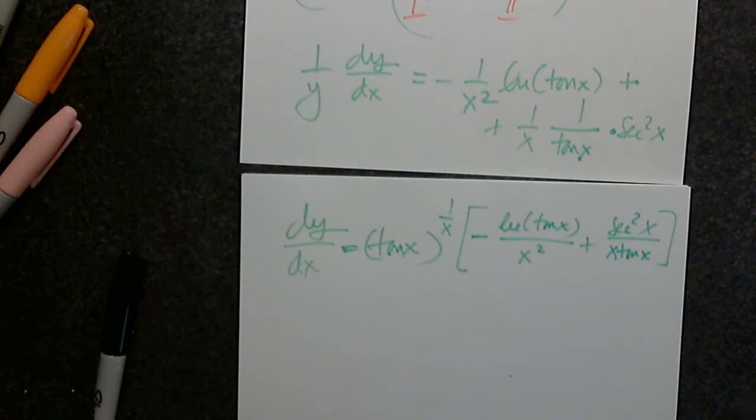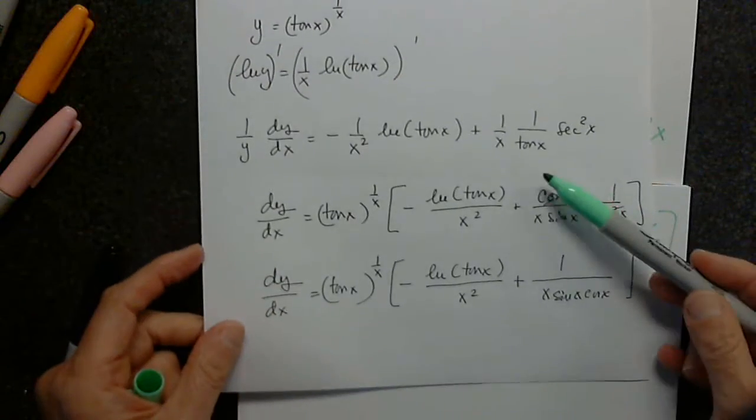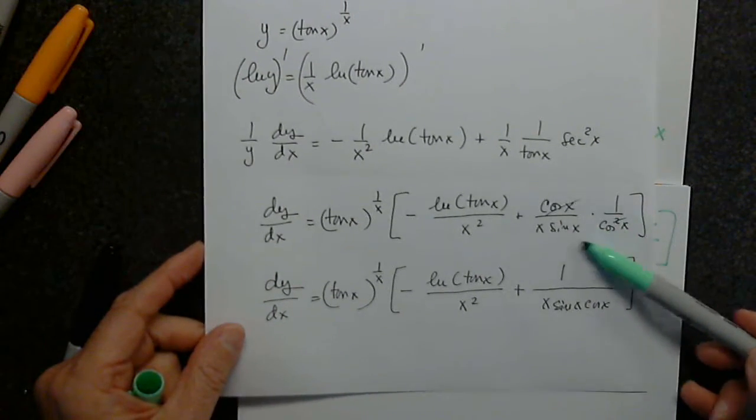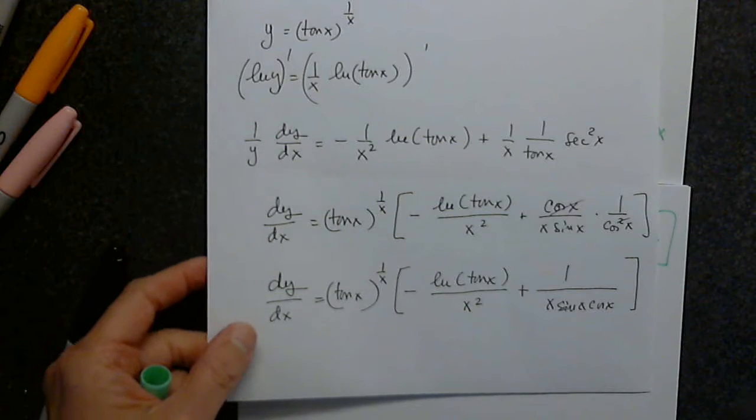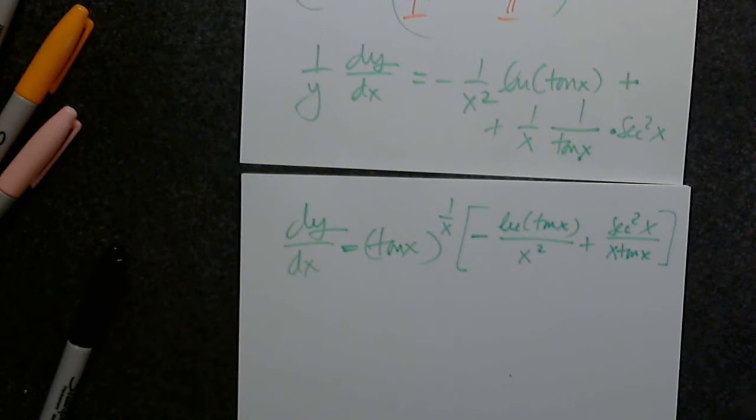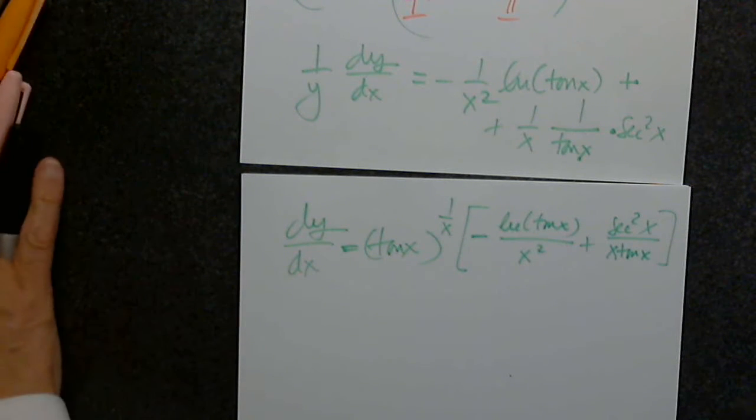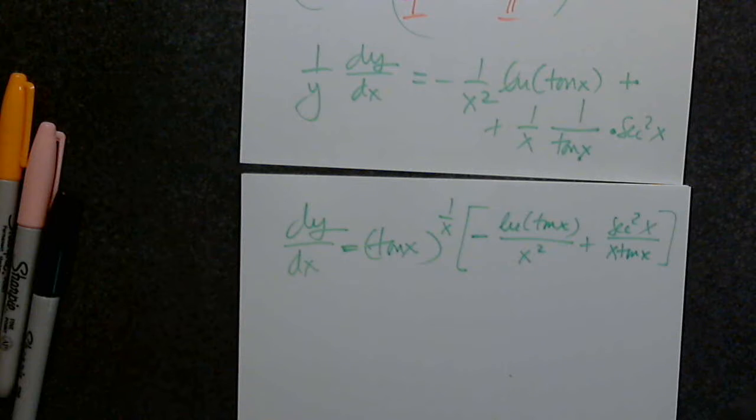You'll see in the solutions I went one step further, and I changed the 1 over tangent into cosine over sine. I simplify. Well, it's not important, really. You don't have to do that. I just wanted to simplify it a little bit. See if it takes us anywhere, but it didn't, so. Very good. Other questions for me before we continue? Other questions?